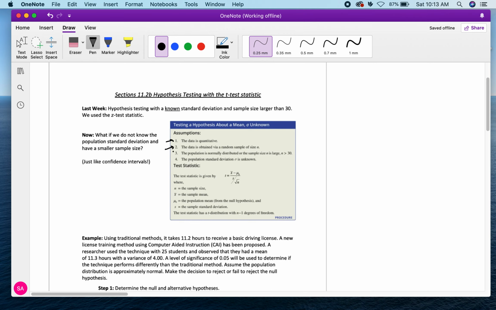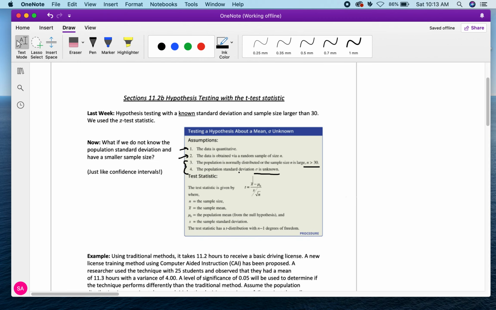The difference is right here. We're going to use the t-test statistic when we have a sample size bigger than 30, so n is larger than 30, and we don't know the population standard deviation. So to calculate this test statistic, let me zoom in here actually.